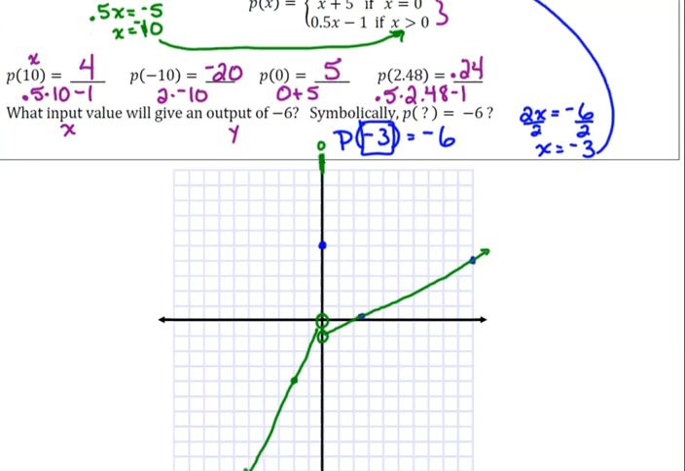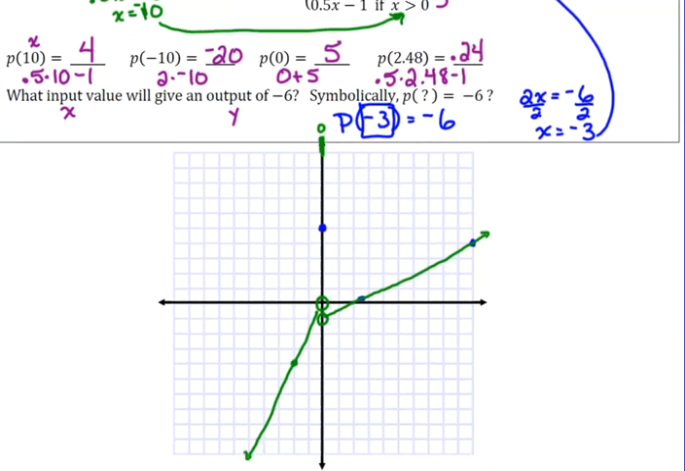Okay? Notice, this is a piecewise function. What test does something have to pass in order to be a function? What test do we call that? The vertical line test. Okay, the vertical line test. So take a vertical line.